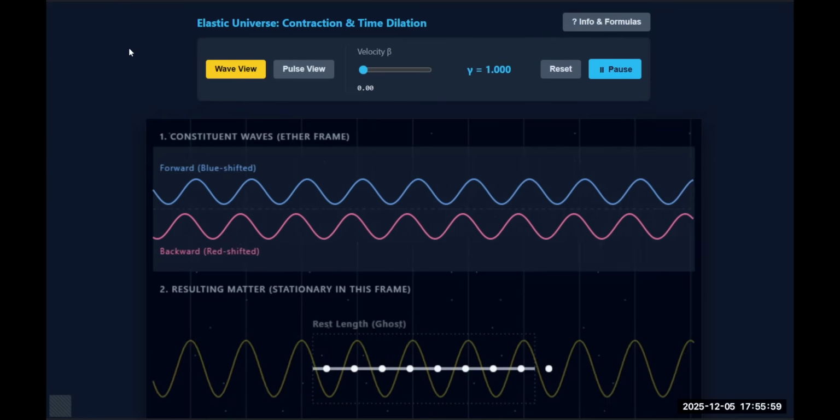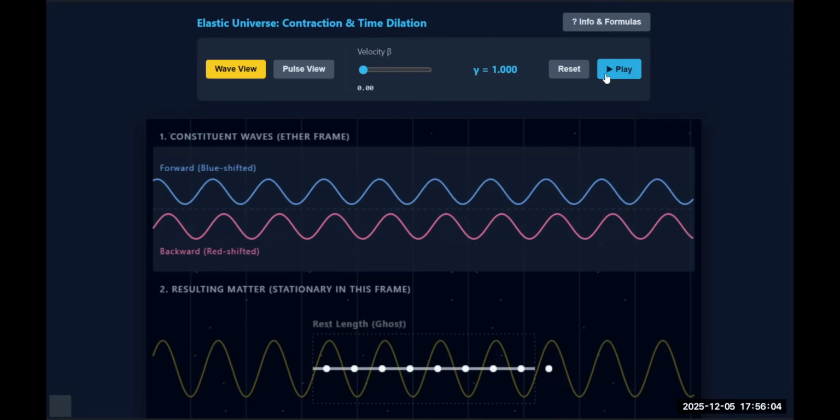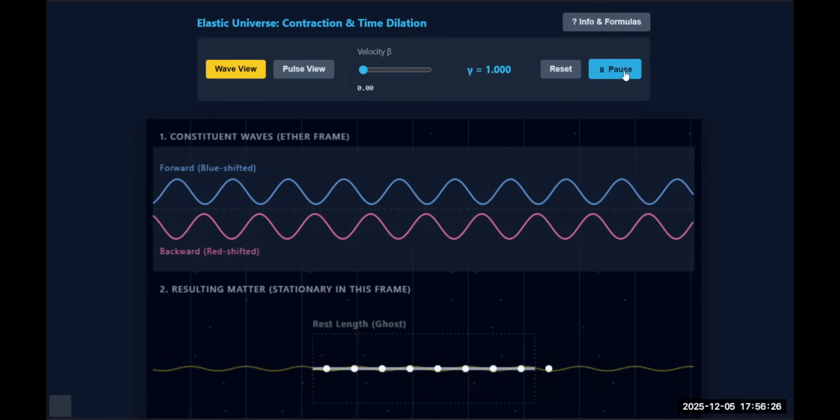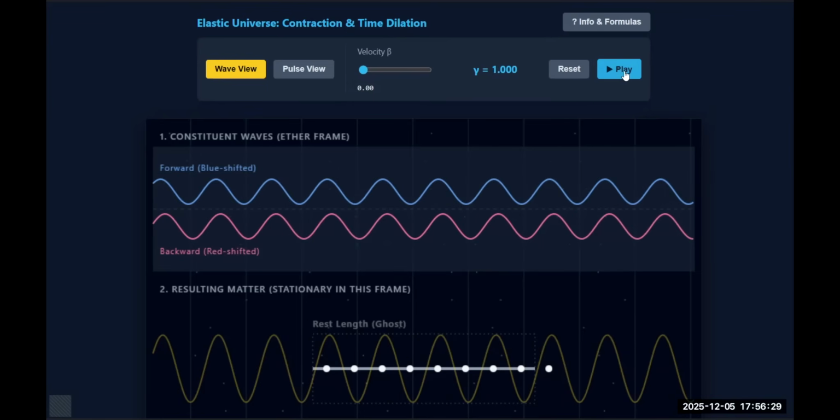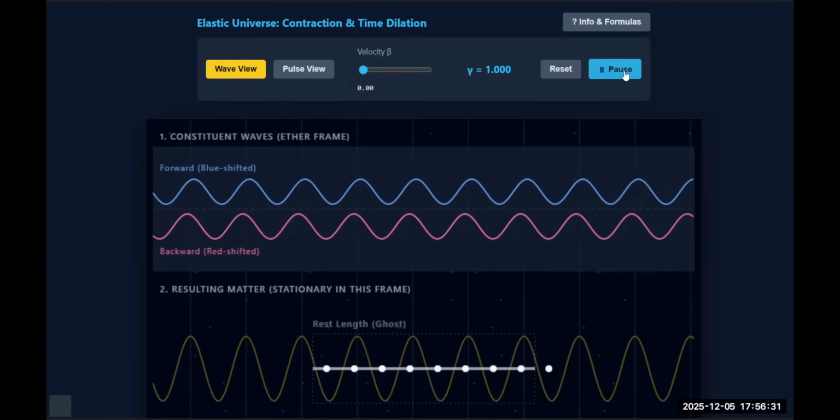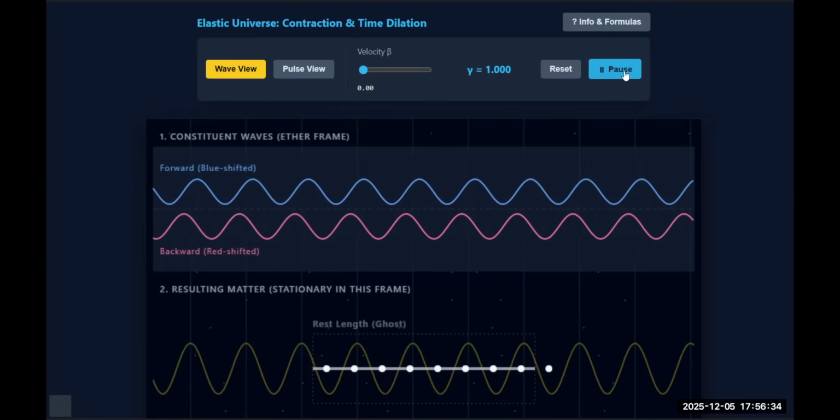Now, can we pause, Chantel? Can we hit pause on the blue and pink wave? Okay. Now, notice that as the blue wave goes forward, I'm a little unclear on this, Chantel, because don't we want the red wave to be equal and opposite to the phase of the blue wave, because that would represent the red wave reflecting back? Like the backward wave is the reflection of the forward wave?